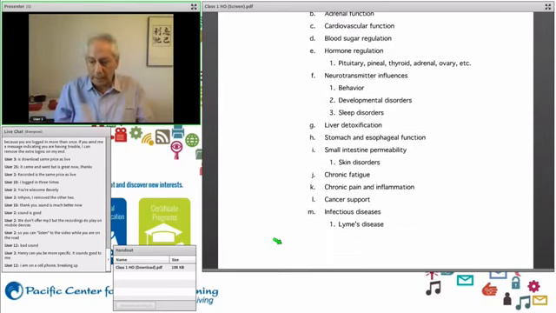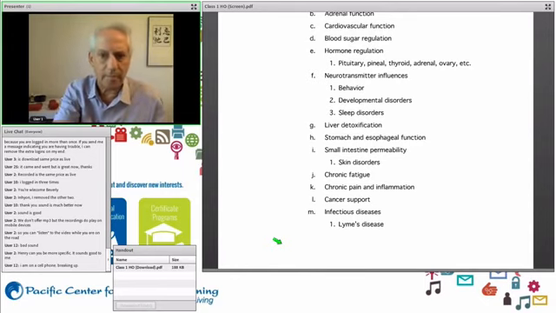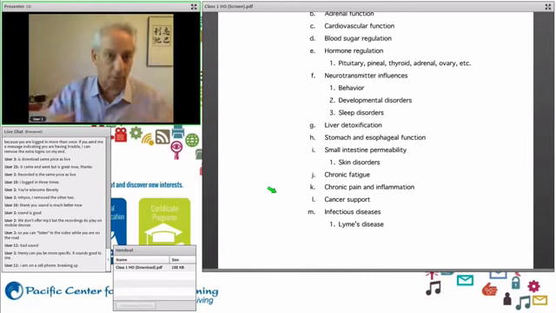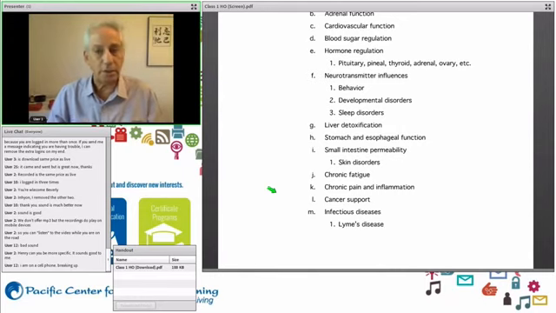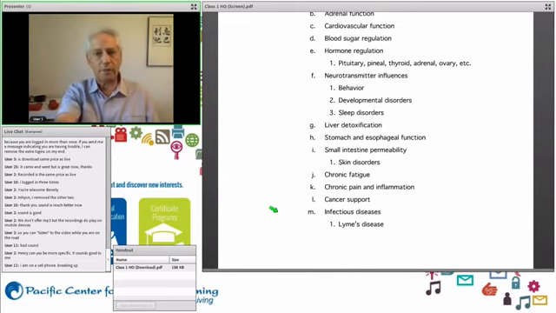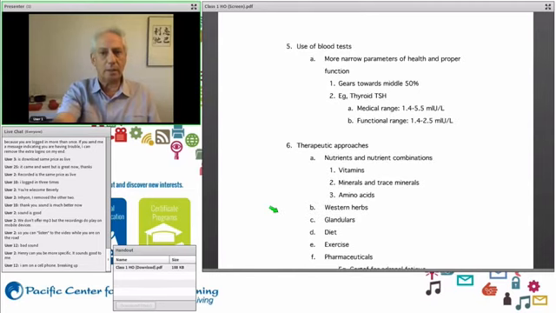It's a big one. I don't have a separate class for this, and I wish I did, but I'm going to include it in my so-called detoxification class next time. The second class, when I talk about detoxification, I'm going to get into the whole idea of chronic pain and inflammation. Cancer support. I don't want to support the growing of cancer. It's really supporting someone who has cancer, and especially how to get through chemotherapy, how to get through radiation, how to get through surgery. And then infectious diseases, Lyme's disease, I'd like to be able to talk about.